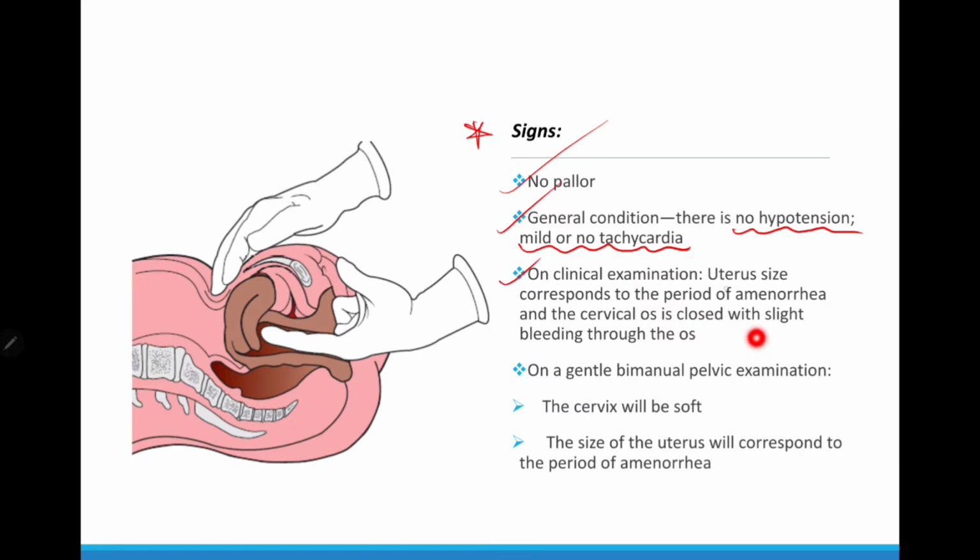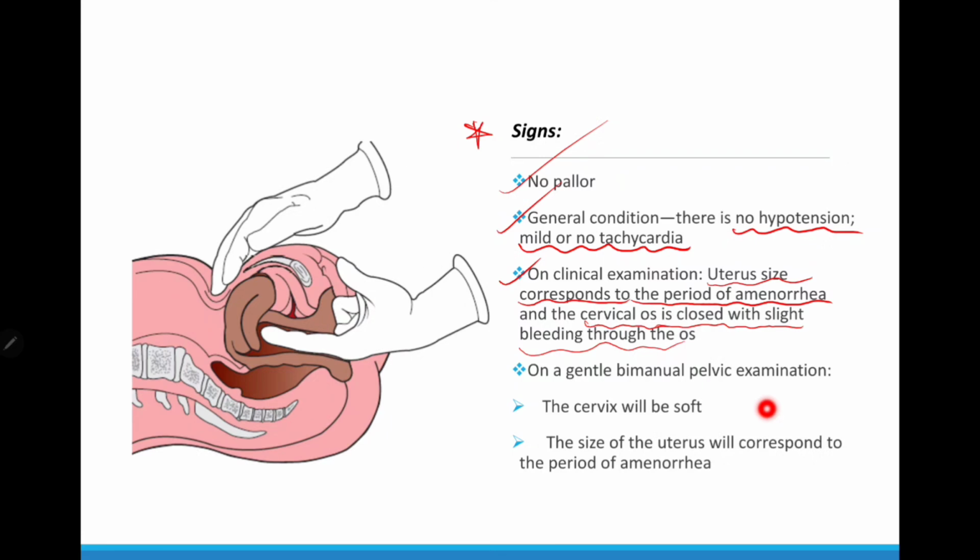On clinical examination, the uterus size corresponds to the period of amenorrhea, and the cervical os is going to be closed with slight bleeding through the os. So the uterus size corresponds to the period of amenorrhea and the cervical os is closed with slight bleeding through the os.